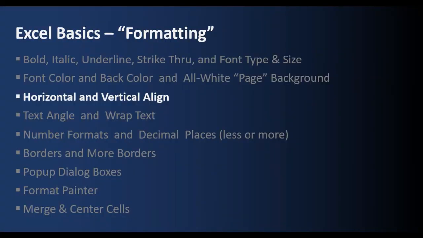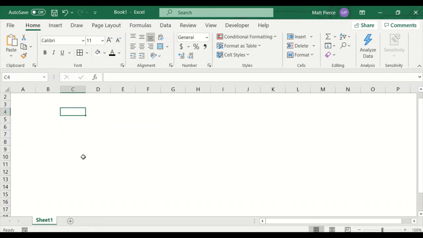Next up, horizontal and vertical alignment. So I'm going to enter the number 123 and tab off of it, and horizontally it aligns to the right. Why? Because it's a number. I'm going to go down a row, type in ABC, it remains aligned horizontally to the left because it's text.